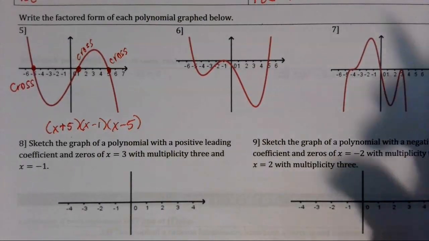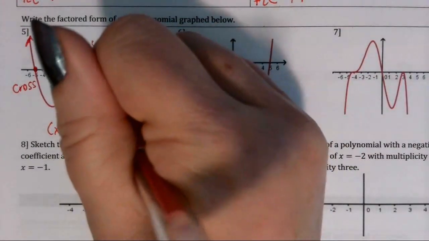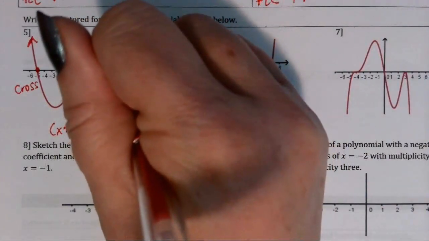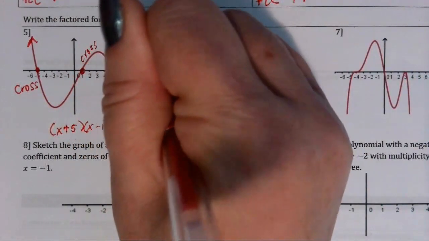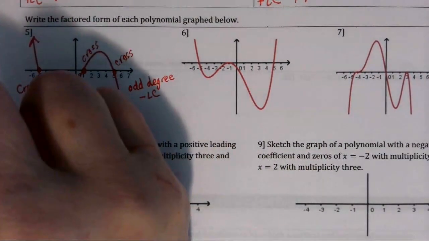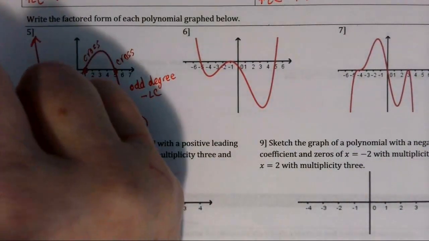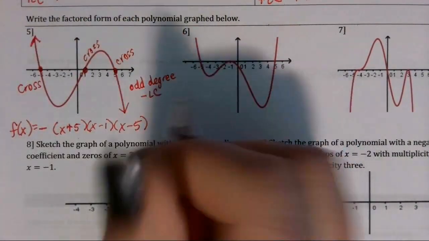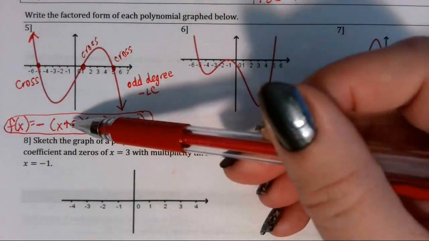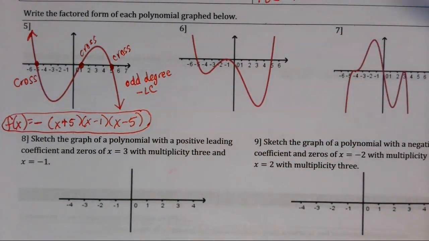And then looking at the end behavior, we see that this graph starts up on the left and ends down on the right. So that tells us from the leading coefficient test that this is an odd degree and a negative leading coefficient. So I know that my polynomial has to have a negative out front, and that would be the equation that represents this graph. And I can see that it's a degree 3 polynomial, so it's odd degree and negative leading coefficient.